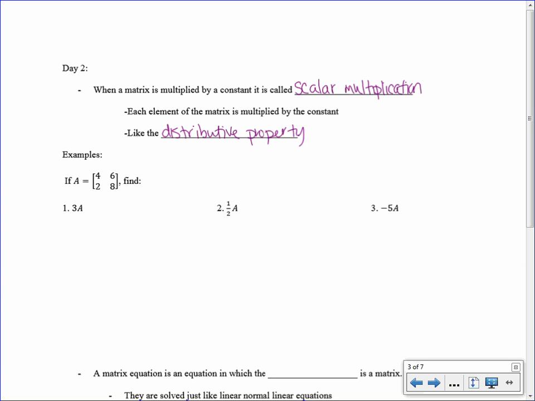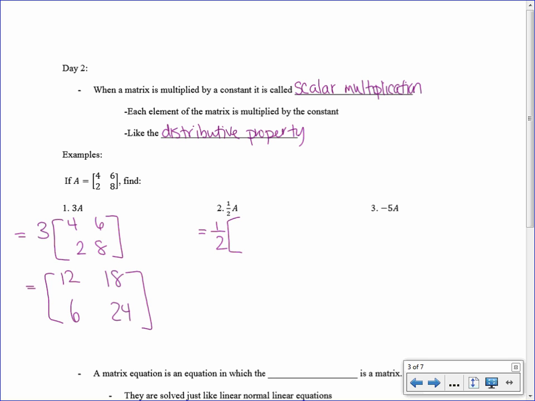So looking at this first example, we have the matrix A, which has 4, 6, 2, and 8, and we're doing 3 times A. So 3 times A is just 3 times this matrix. And I'm just going to multiply every element on the inside by 3. So 4 times 3 will give me 12, 6 times 3 is 18, this will give me 6, that'll give me 24. Alright, pretty straightforward. For number 2, same thing. I've got 1/2 times A. So 4, 6, 2, 8.